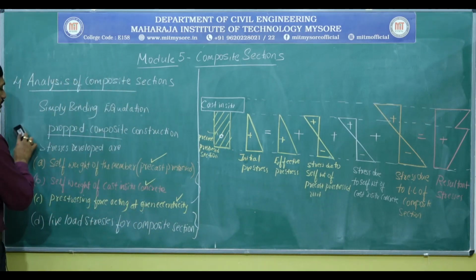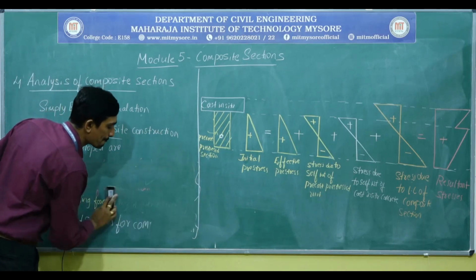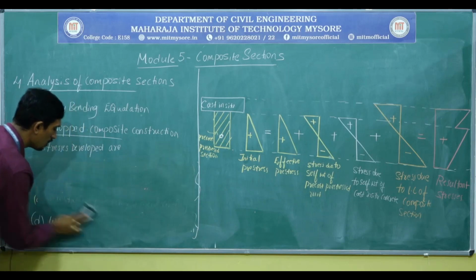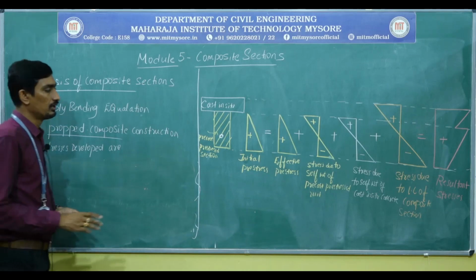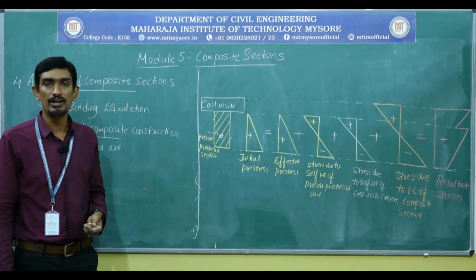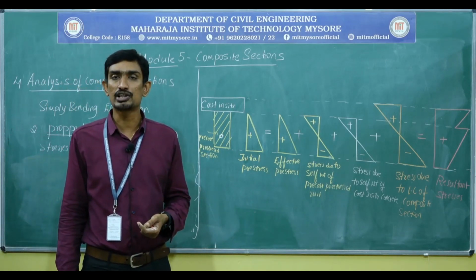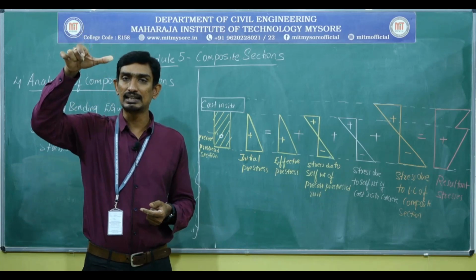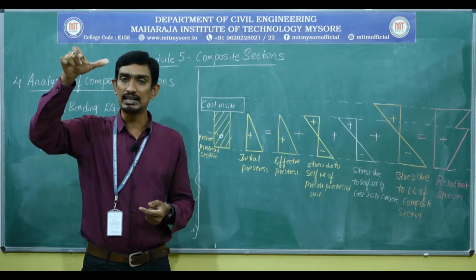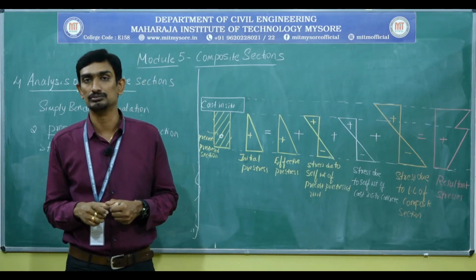The next thing is propped construction. Now the same composite section. What is the meaning of propped construction? That means the same precast pre-stressed unit will be propped. In composite construction, if the precast pre-stressed unit, which is brought from the factory, is propped or supported while placing the cast in situ slab, then it is called propped type of composite construction.